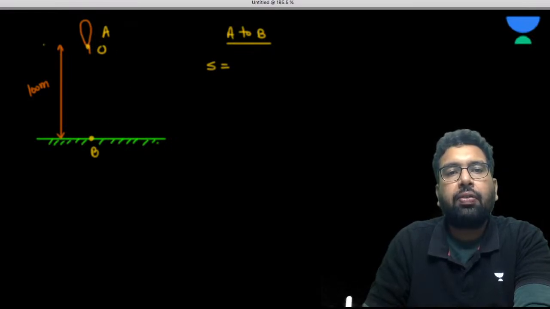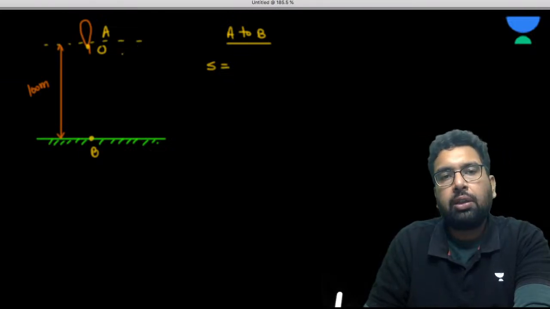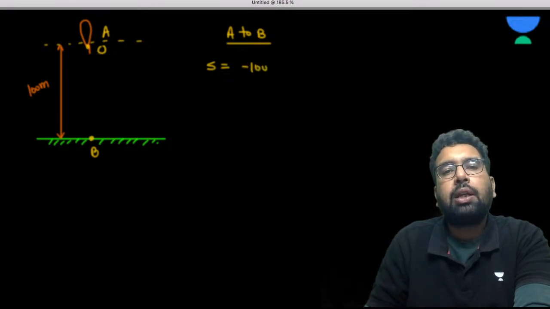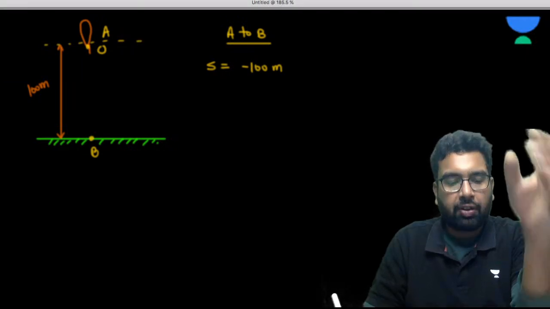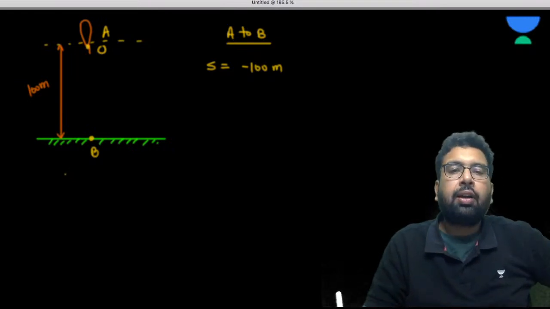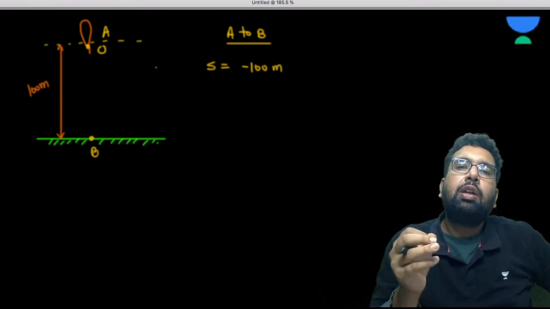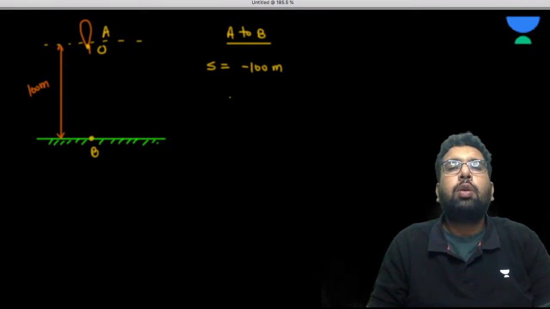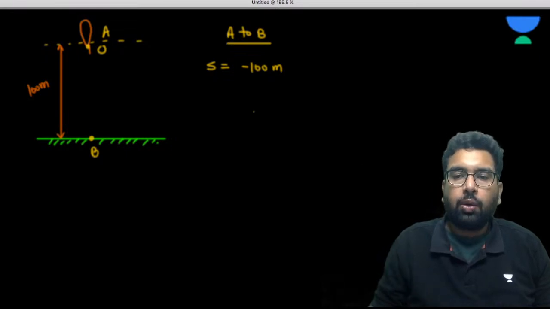Now, I always take the reference from the beginning of motion. So if I take the reference from A, the displacement is going to be minus 100 meter. How come, sir? Because we know the sign convention of vectors, which we have learned under motion under gravity. When we have a reference, any vector in the downward direction we take as negative. So the displacement is equal to minus 100 meter, right? Absolutely, no problem at all.